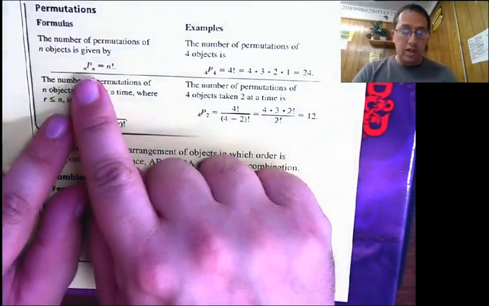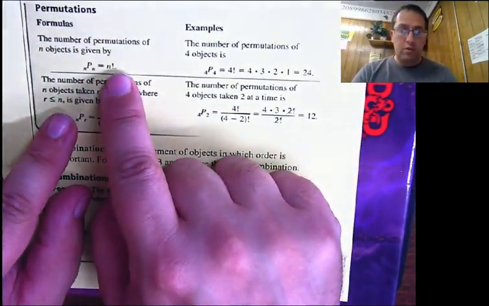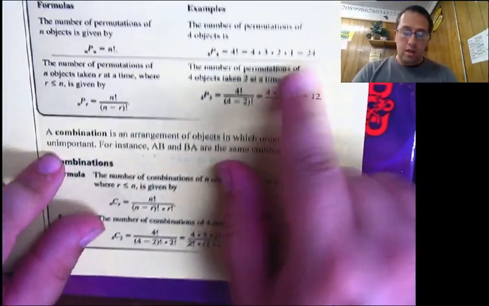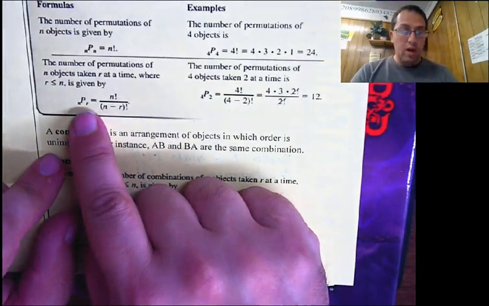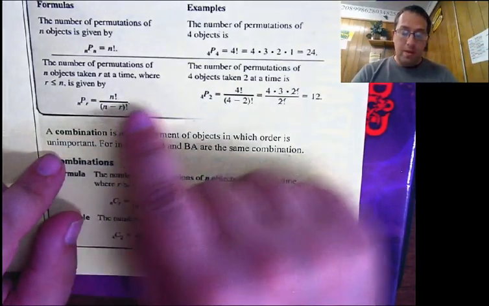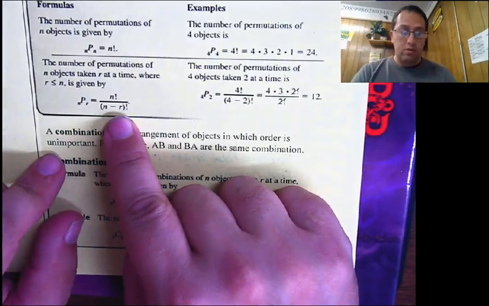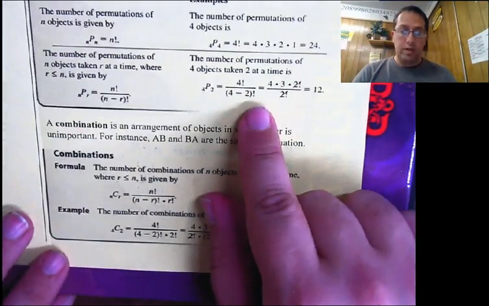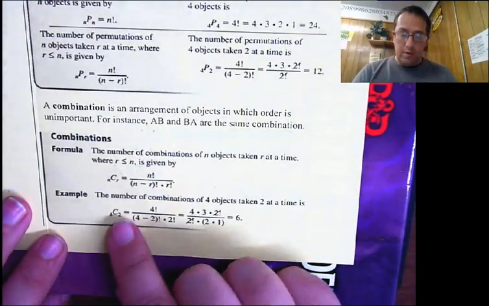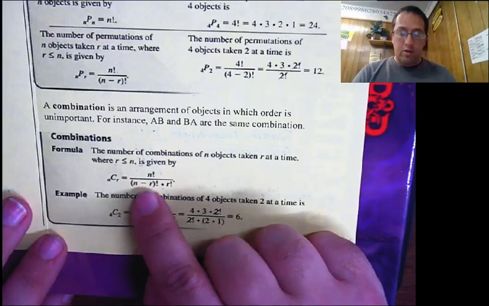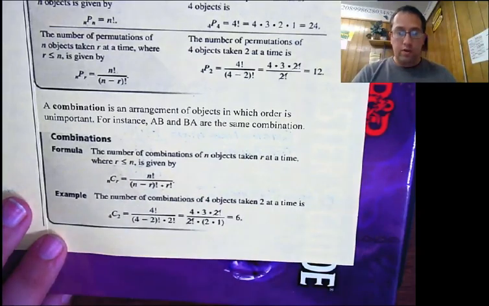Permutations, if you're using everything, it's n factorial. However many you have times everything less than that. If you're looking at not using everything, just want some of them, then it's n factorial divided by n minus r factorial. Okay, how many are you picking? Combinations is always going to be n factorial divided by n minus r factorial times r factorial.